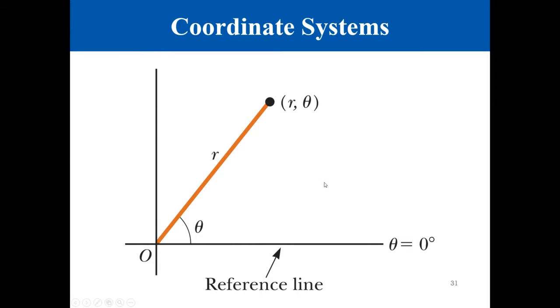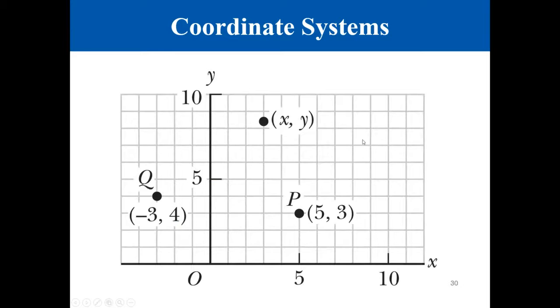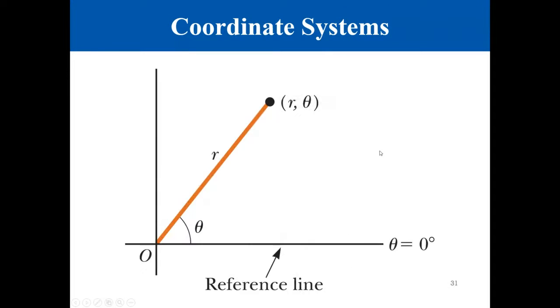Another way to describe the location of objects is to use the so-called polar coordinates. So that was Cartesian coordinates, which has x and y and z in 3 dimensions. This is called polar coordinates, which has r and theta in 2 dimensions. If you go to 3 dimensions, you will have a third angle called phi.